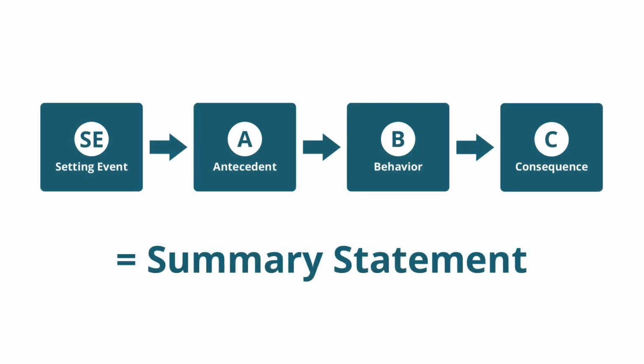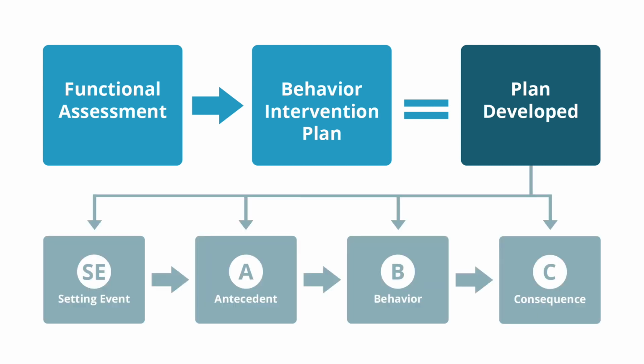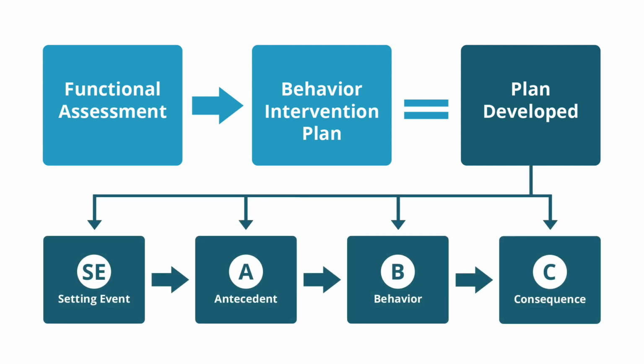Let's review what we've learned in this section. For a specific problem behavior, we refer to our FBA for information on the setting event and the ABCs, the antecedent, the behavior, and the consequences, in order to make a summary statement. From the summary statement, we develop a hypothesis for the function of the behavior. We can then develop a behavior intervention plan with strategies that link to and support all the components of the summary statement. This way, we avoid making the common mistake of using interventions that do not consider function.